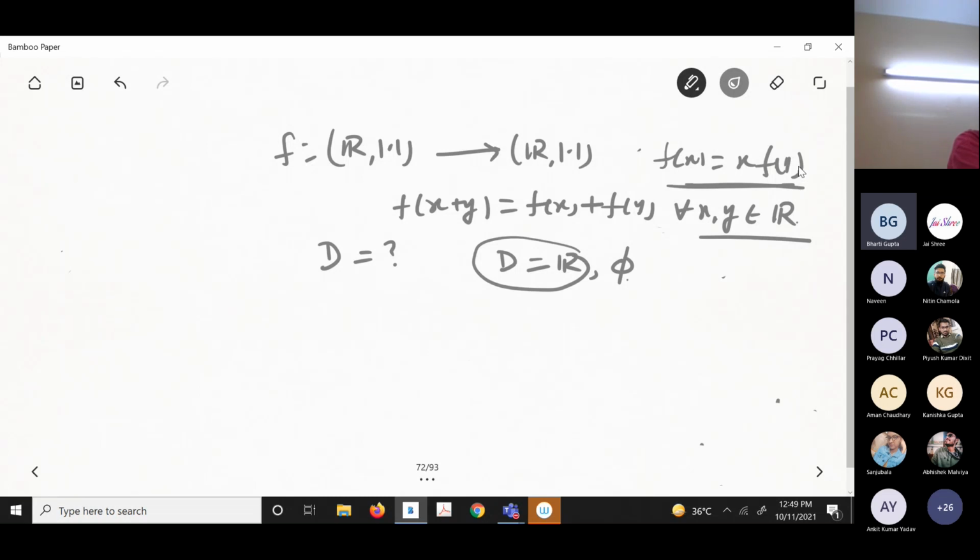Now look, that means there are many functions. You have the freedom to choose f(1). So f(1) can be any real number. That means you have uncountable choices. If you change f(1), you will get a different function. So at least uncountably many continuous functions you have.